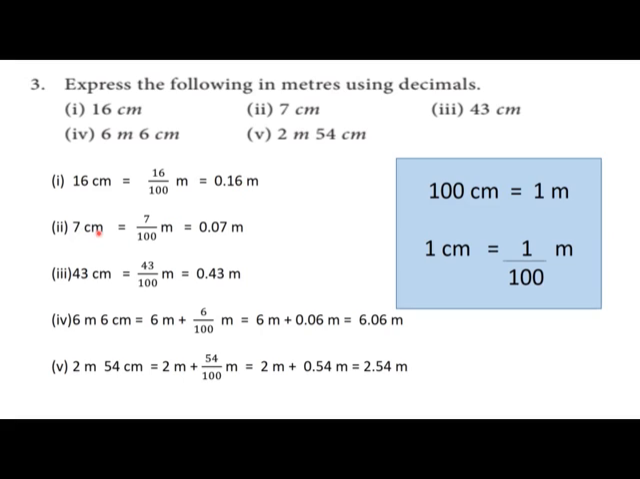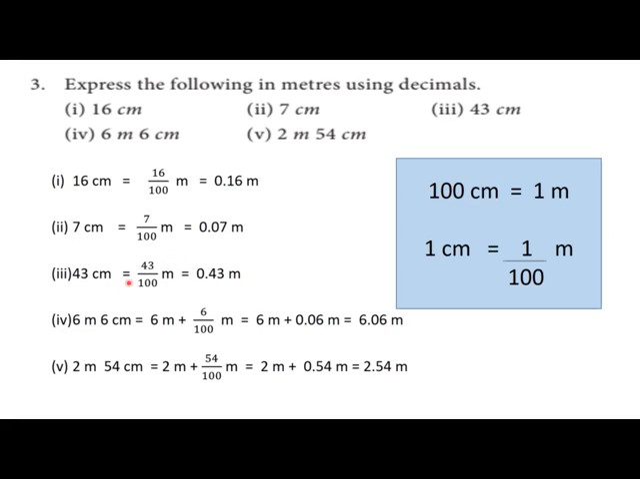Similarly 7 centimeter. 2 zeros. 7 by 100 meter. 2 zeros in the denominator. So you have to move the decimal 2 places. So 1, but no value is here. So you can write 0 and then move the decimal. So 0.07 meter, because I don't have any number here, so I can put 0 here. Okay, 0.07 meter.